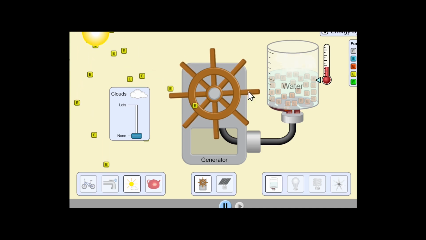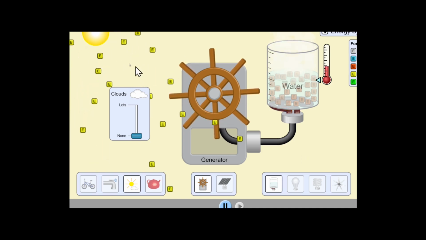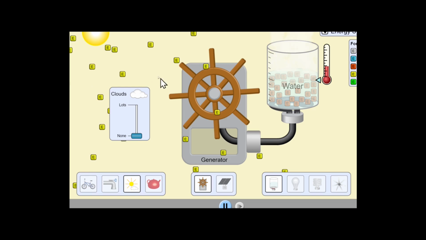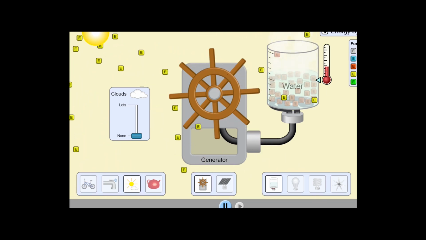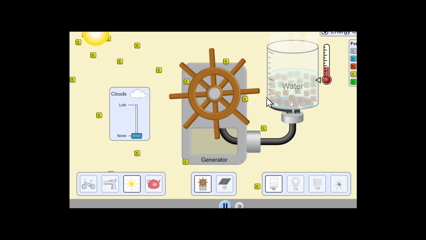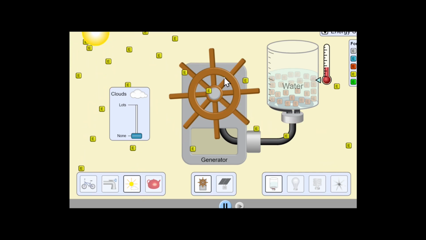But if we change this from a generator to a solar panel, then the light energy is being converted to electrical energy, which is being converted into heat energy, which is now leaving into the atmosphere as these become the same temperature, they reach their equilibrium.